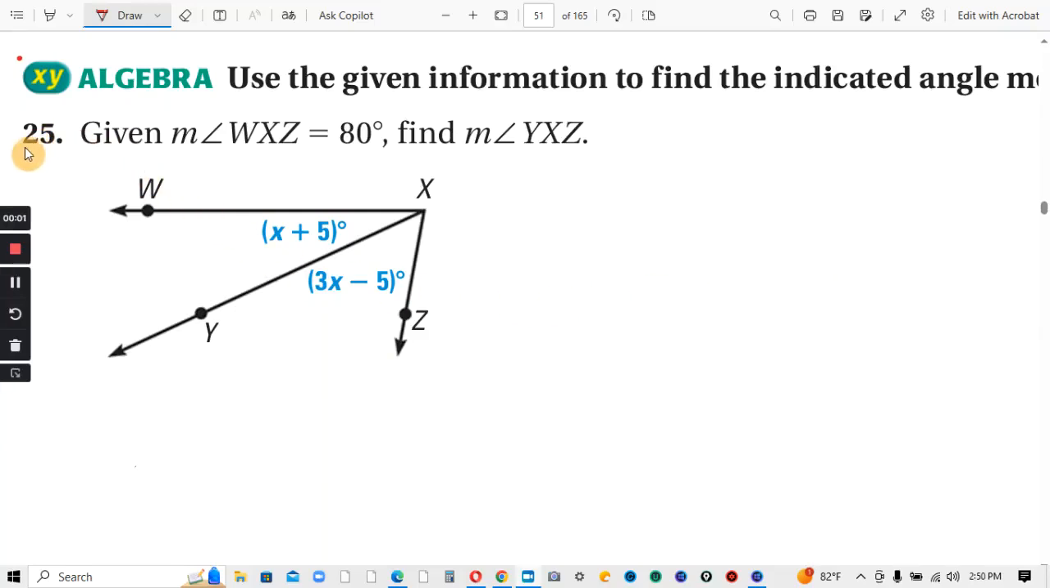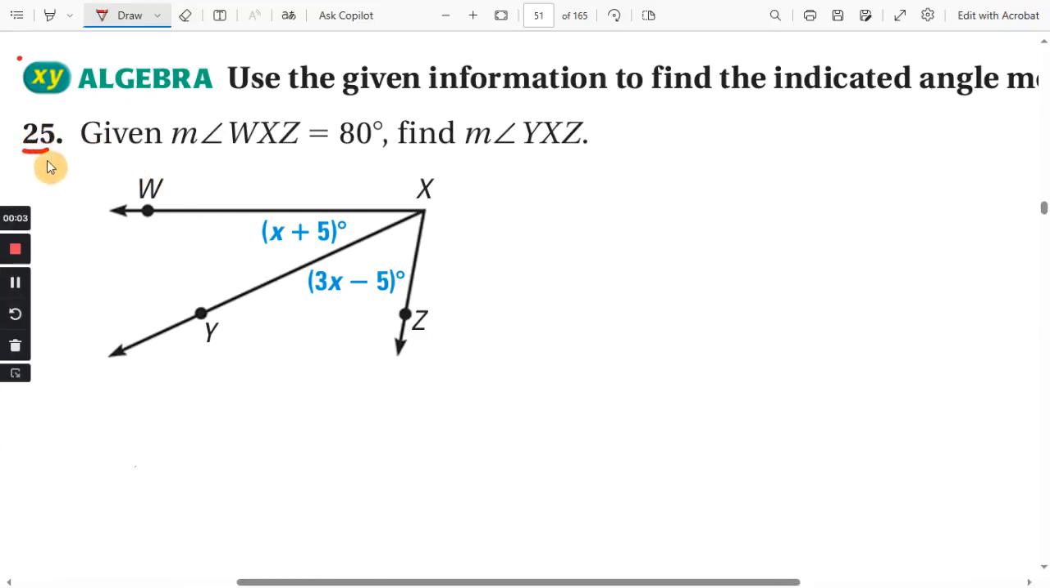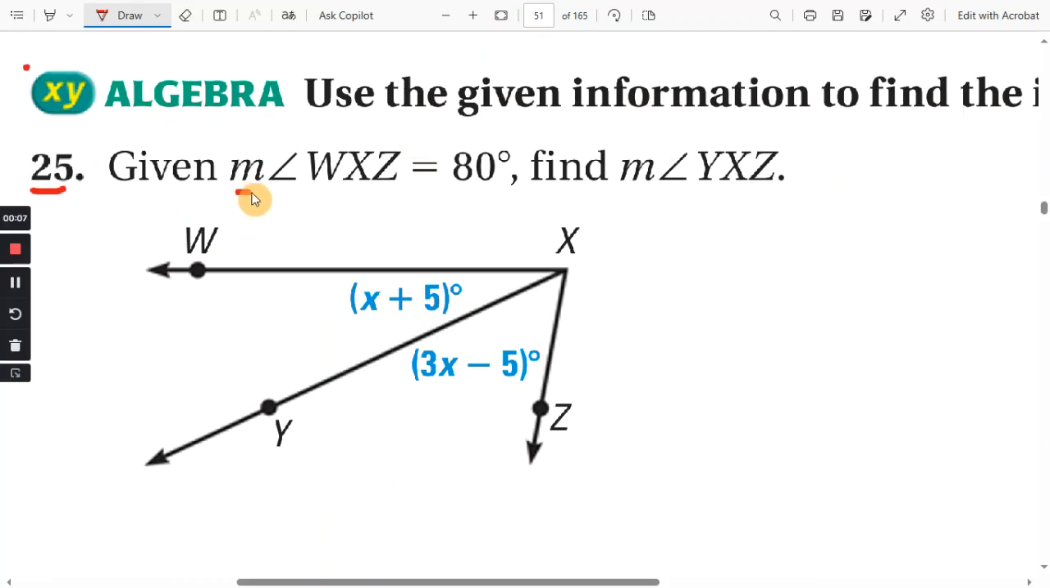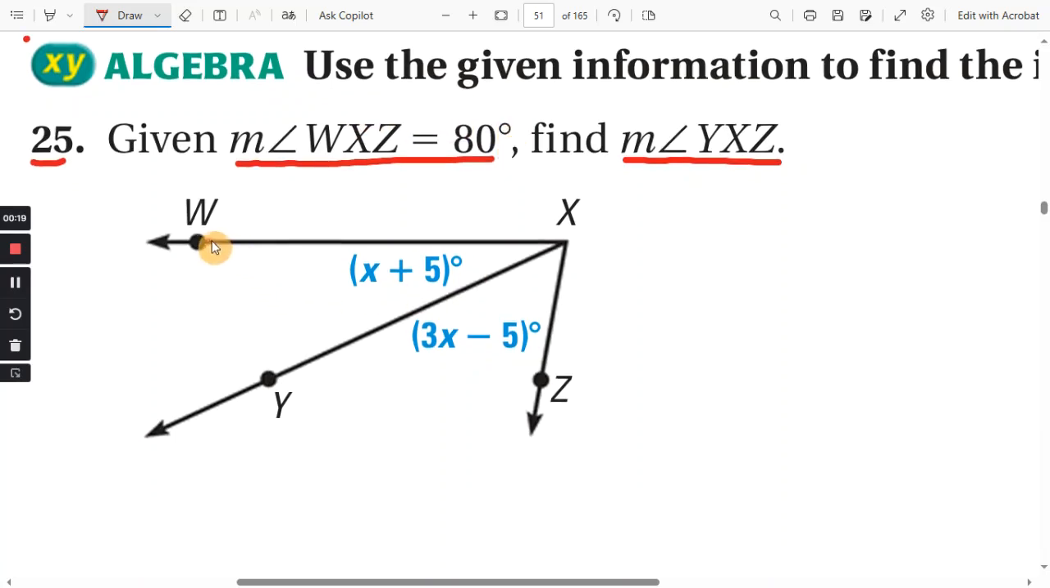All right, number 25. We are given that the measure of WXZ is 80, and they want us to find the measure of YXZ. So let's write on the diagram WXZ equals 80. WXZ is this entire angle right here.